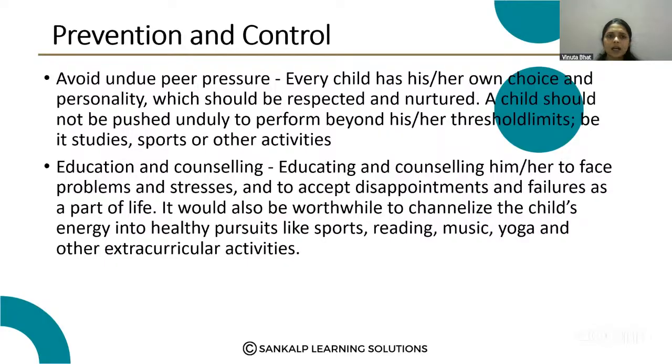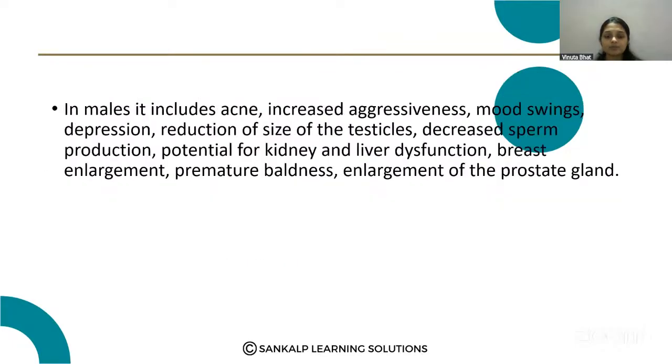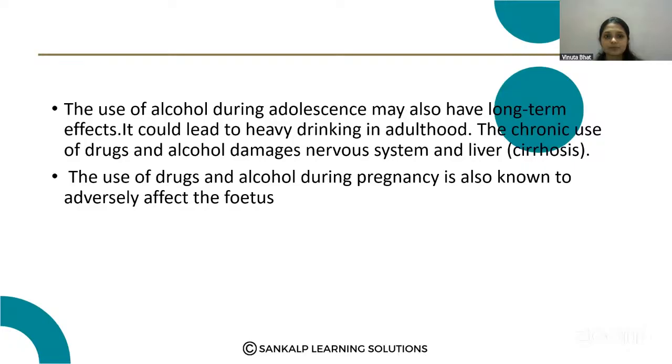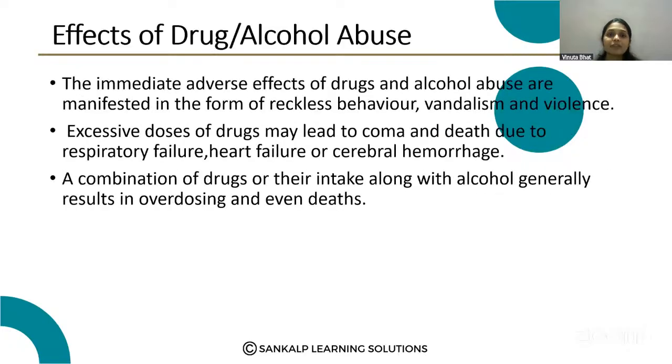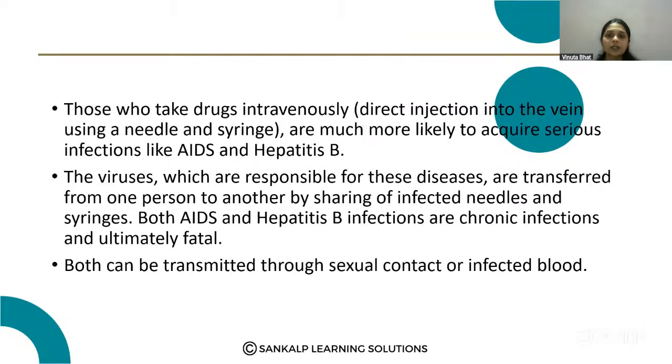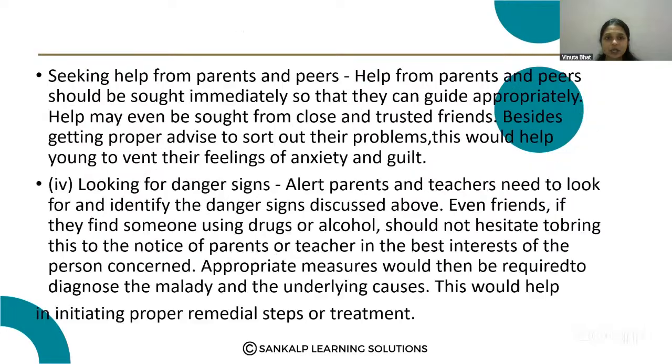So these are the prevention and control of drug addiction. This will come as a 5 mark question. As a 5 mark question, they will ask about prevention and control of drug and alcohol abuse. Yes, effects of drug and alcohol abuse are also very important. Totally, just recall what we studied in this chapter.